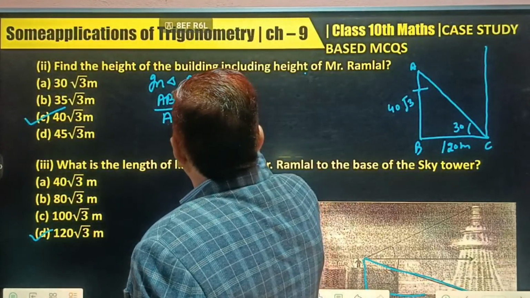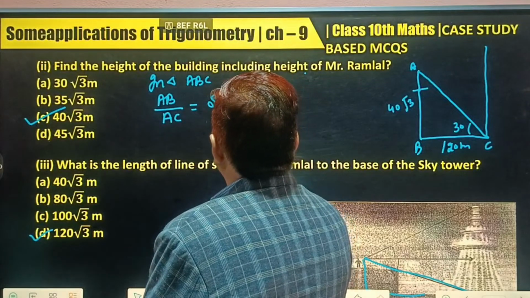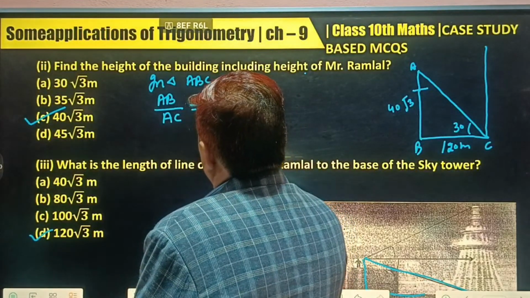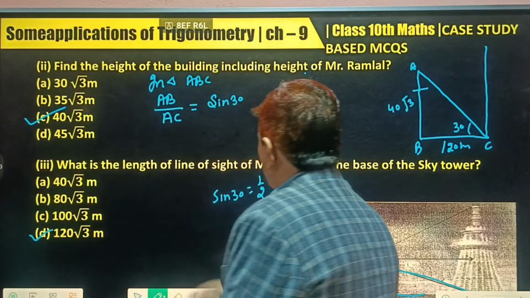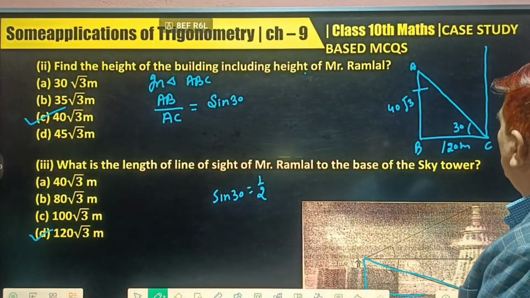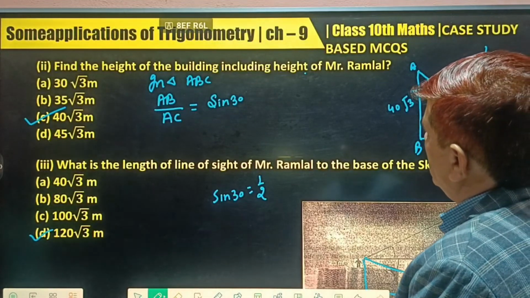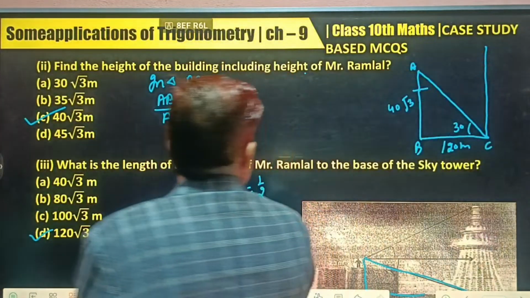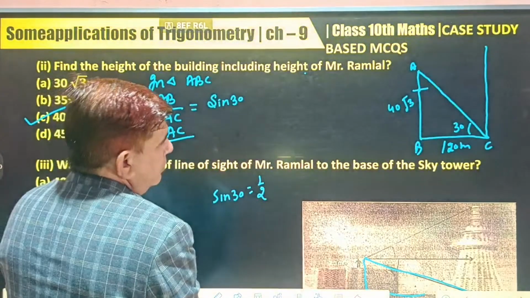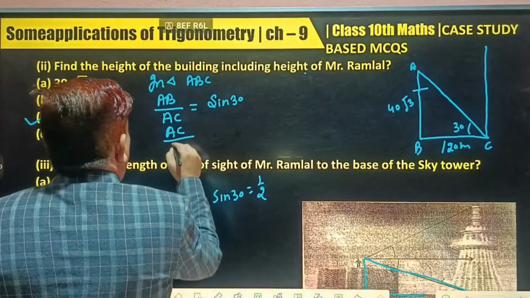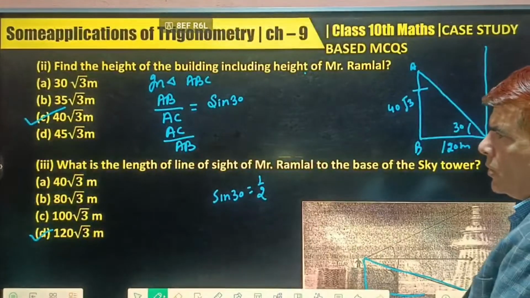Sine 30. Sine 30 is what? The value of sine 30 is equal to 1 by 2. Is it or not? So what do we have to find out? AC. AC is equal to what is coming? AB.